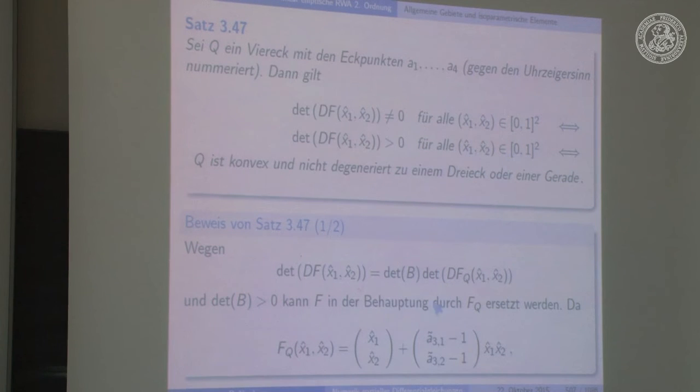Okay, now the proof. This I said already. We look at the Jacobian. The Jacobian is the product of the Jacobians of the two transformations. The one of the linear ones is just B. The determinant is then the product of the determinants. This is a positive number. We only have to look at this number.